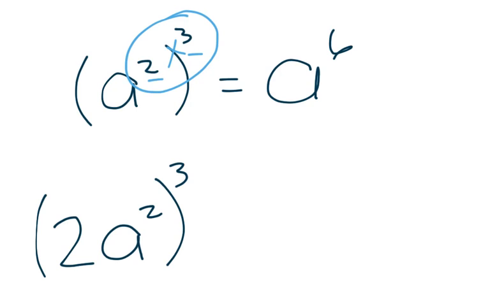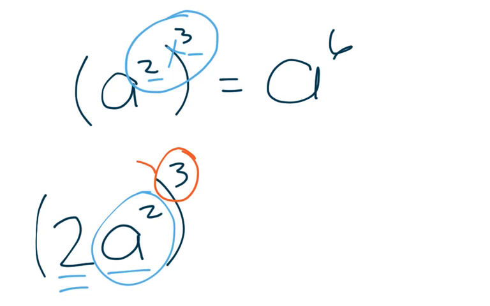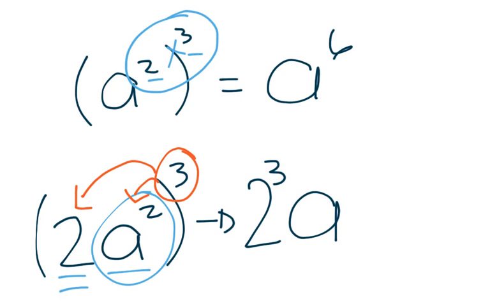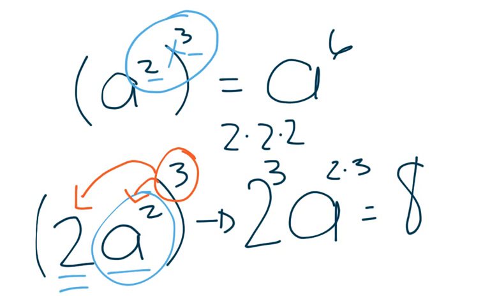However, if you have something like this down here, where you have a squared and a 2 in front, you want to make sure that this exponent affects both of these. So you want it to affect both the 2 and the a. So you are going to have 2 to the third power times a to the 2 times 3 power. And so 2 to the third power is the same as 2 times 2 times 2, so that's 8. And a to the 2 times 3 is 6. So this is going to be 8a to the 6th power.